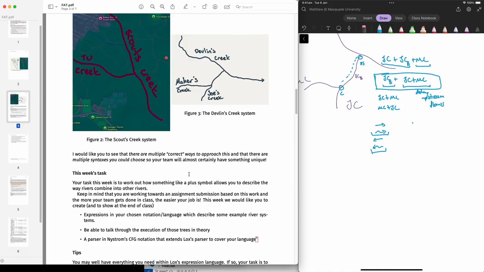It would look like JC bottom is downstream of the confluence of JC and MC. And if I did want to swap this around into a different order, I just use the opposite arrow, JC plus MC is upstream of JC bottom. Okay. This is actually a really nice position for the solution to be in.